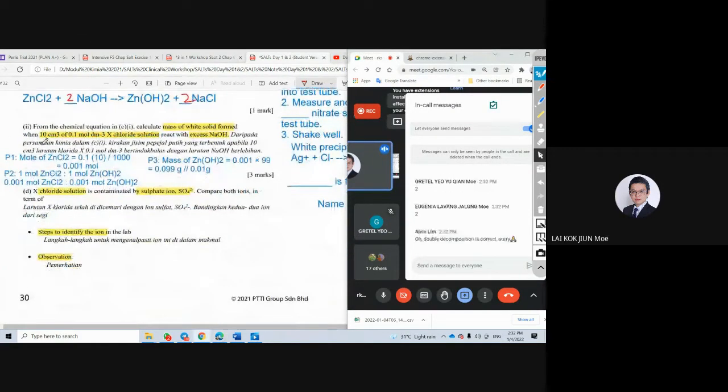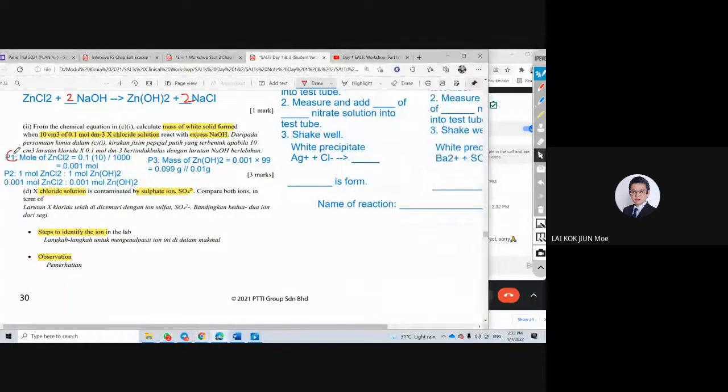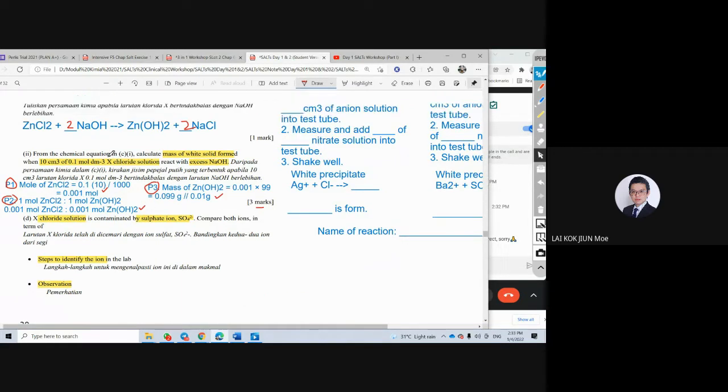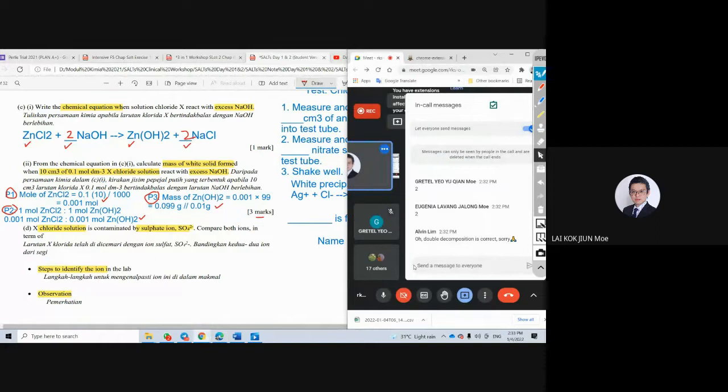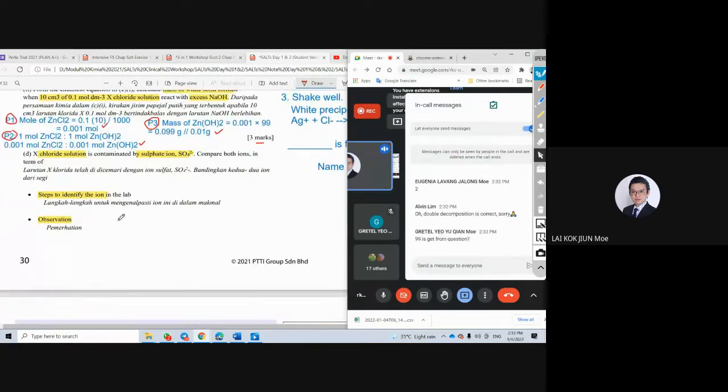Okay, number 2. This number 2 calculation, no problem. Okay, so you have step 1. You have the comparison here. You have another one. You see, every time the question is 3 marks they have comparison. That means your equation must make sure it is balanced. So if you cannot balance here, you will lose marks at the second question.